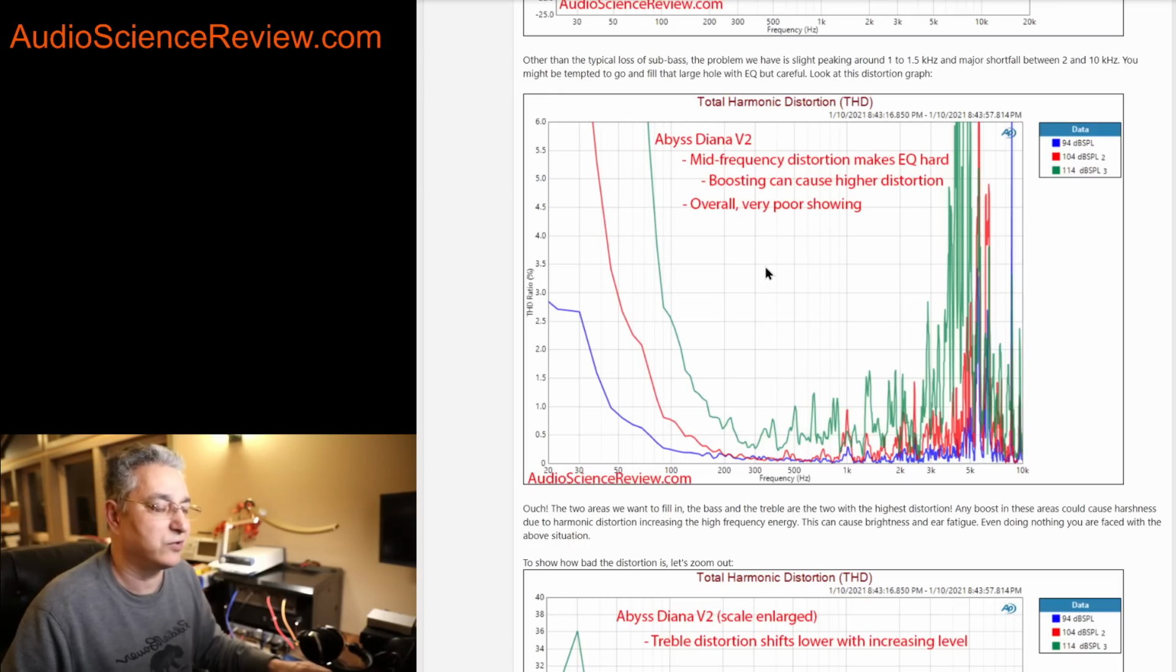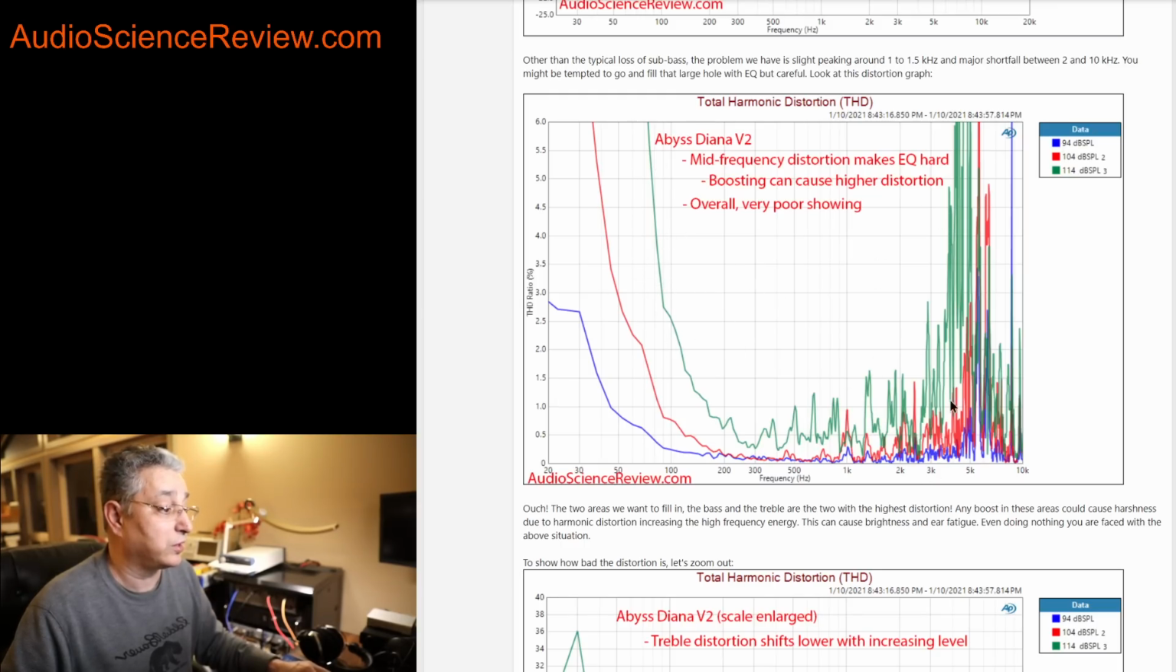This Abyss Dyna V2 headphone. Look at its THD percentage. First, focus on the bass. They're like astronomical. Even at 94 dB, it's already up to 3%. But more important, in this area our hearing threshold is pretty high for distortion.